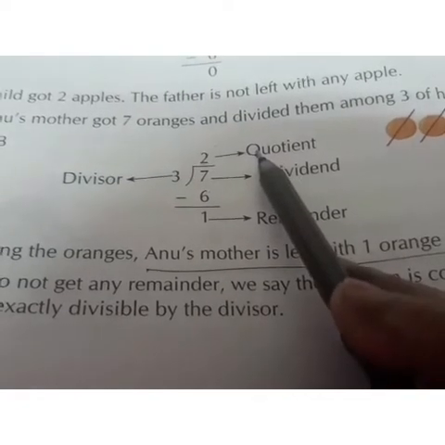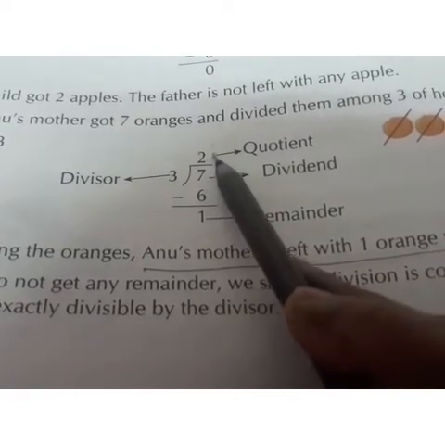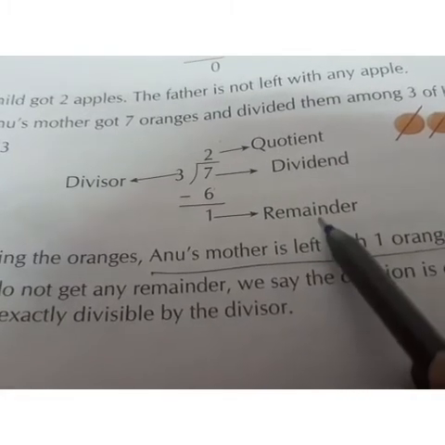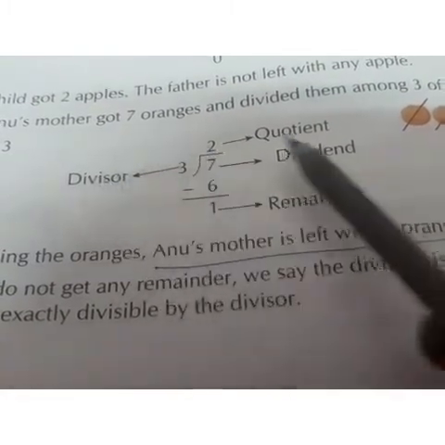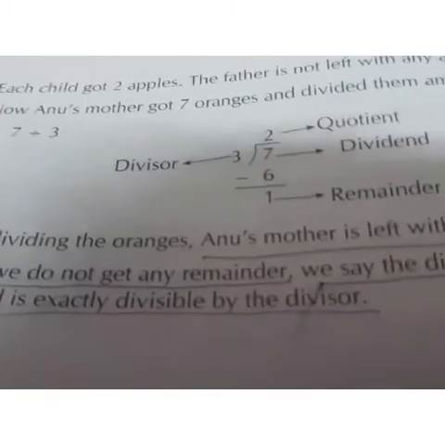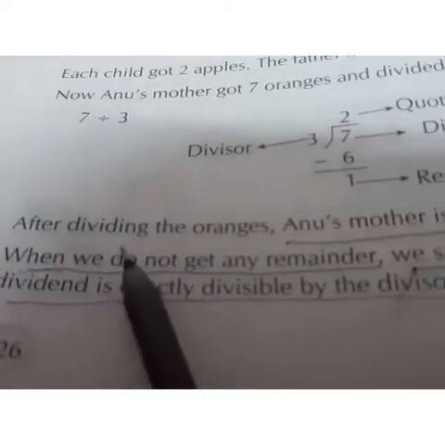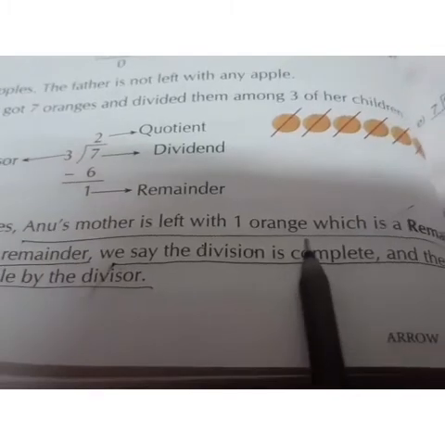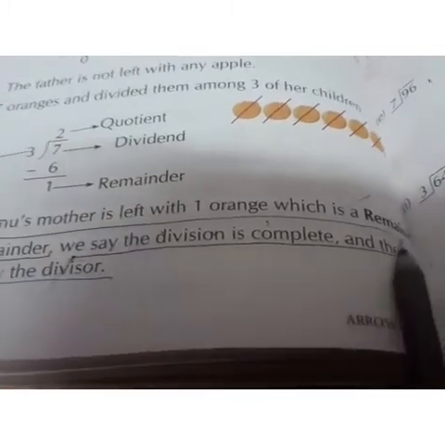जो आंसर आता है उसको हम कोशंट बोलते हैं. तो 2 यहाँ पर ये है और 1 जो नीचे बचा, this is the remainder. So divisor, dividend, quotient and remainder. Now dear children, as I explained you what is remainder. Now after dividing the oranges, Anu's mother is left with 1 orange which is a remainder.